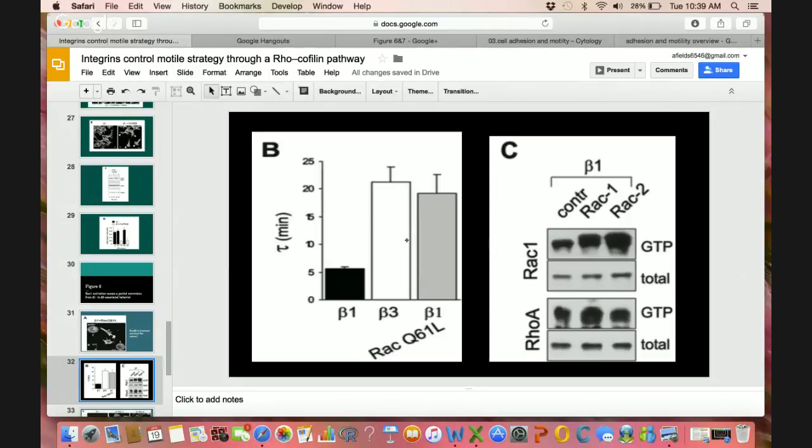Okay, so in figure C, we associate with the Rac activity, and there is an increase in the amount of Rac that's present, with a decline in the Rho GTP levels, which is what you see in figure C.